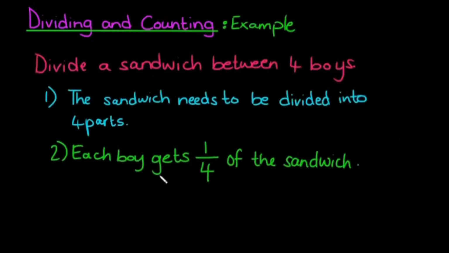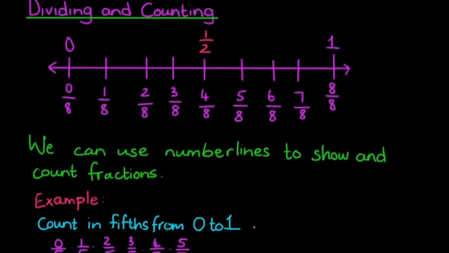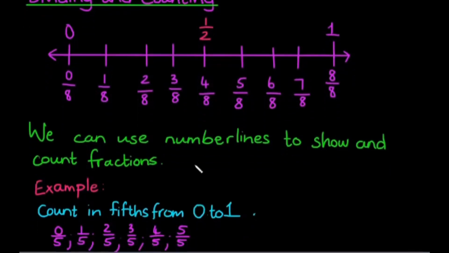In our next example, we need to divide a sandwich between 4 boys. So when we go through this means that the sandwich needs to be divided into 4 parts if we need to divide one sandwich, which means that each boy will get a quarter of the sandwich. When dividing and counting, we can also use number lines to show and count fractions.